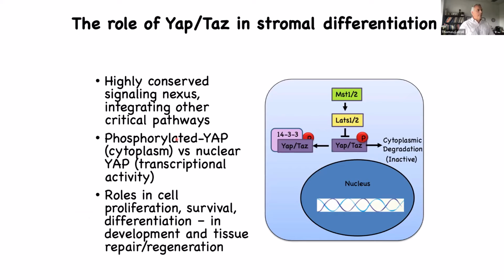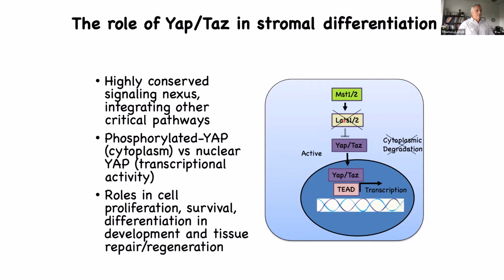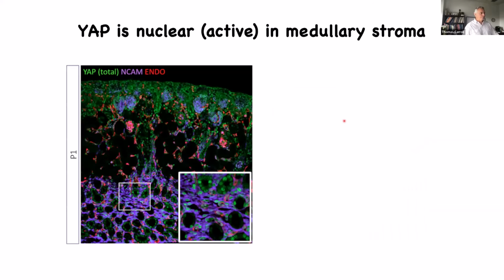And just to remind you what YAP and TAZ are, they are part of this highly conserved signaling nexus known as the Hippo-Warts pathway. They are regulated by their subcellular localization, so that the phosphorylated form of the protein, phospho-YAP, is out in the cytoplasm after it's phosphorylated by its upstream kinase called LATS or Warts. If it's not phosphorylated, it moves into the nucleus where it drives transcription. And there it can drive genes involved in proliferation, differentiation, and regeneration.